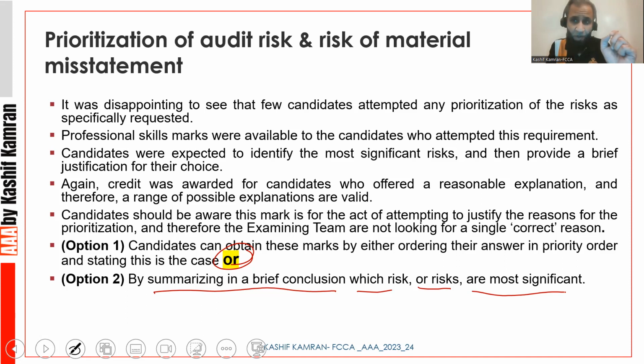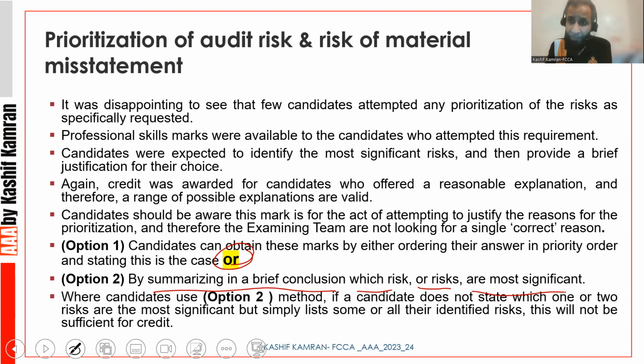If any student is exercising option 2, see what you need to do. Where a candidate uses the option 2 method, if a candidate does not state which 1 or 2 risks are most significant, but simply lists some, you say, in conclusion, risk A, risk B, and risk C are most significant, full stop. No, you cannot just say this, because you are not giving any justification. On what basis are they significant?